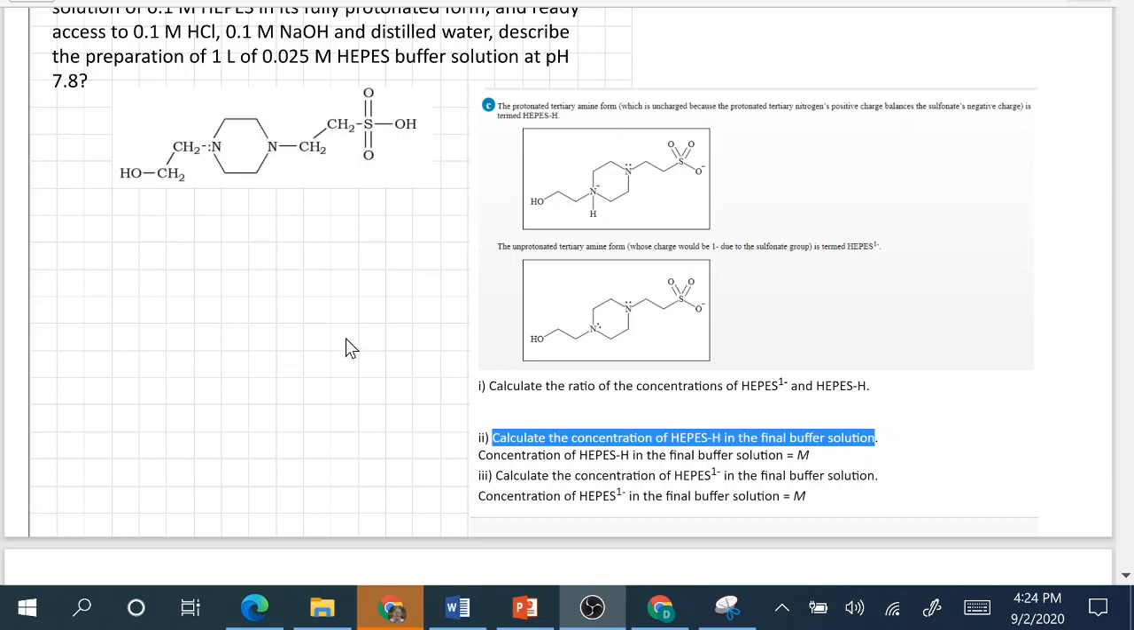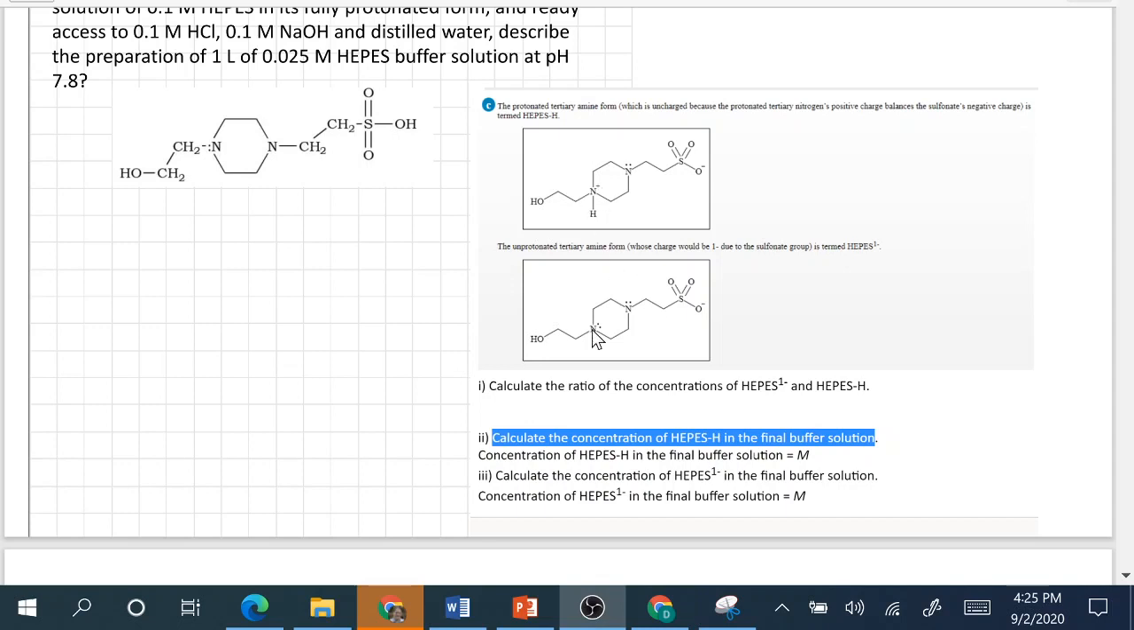Okay, so in addition to preparing the buffer solution, a student submitted this problem. It's saying the protonated tertiary amine form is like this, with this protonated nitrogen, and this is the HEPES H because we've got a hydrogen on here. And the unprotonated form is going to be the HEPES -1, which means it's missing this hydrogen, and it's also missing this hydrogen over here, so that's the -1 form. So we've got the HEPES H and the HEPES -1.